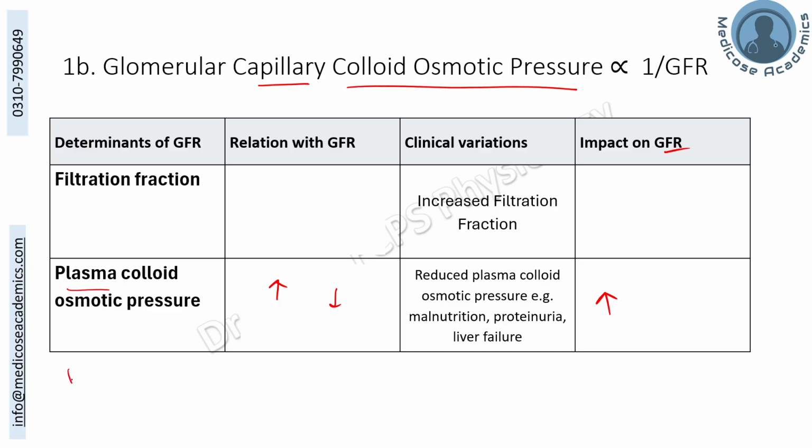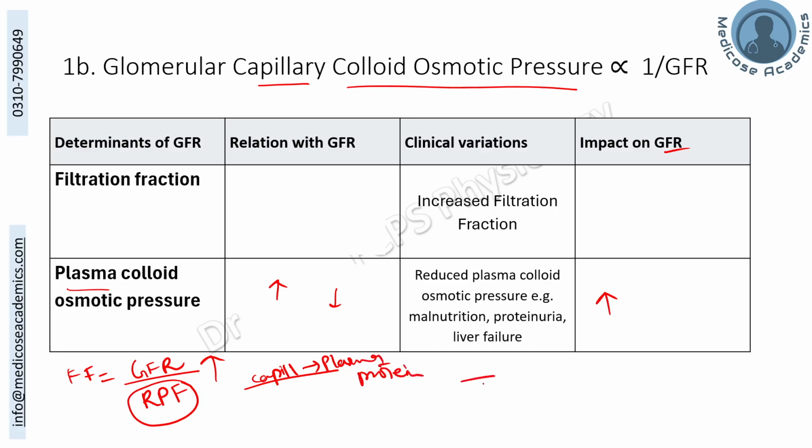Now, what is filtration fraction? Filtration fraction is the fraction of renal plasma flow which is filtered at the level of glomerular capillaries. The greater the filtration fraction, the more blood is being filtered at the level of Bowman's capsule. When more plasma is going to be filtered, what would be left in the capillaries will be plasma proteins.